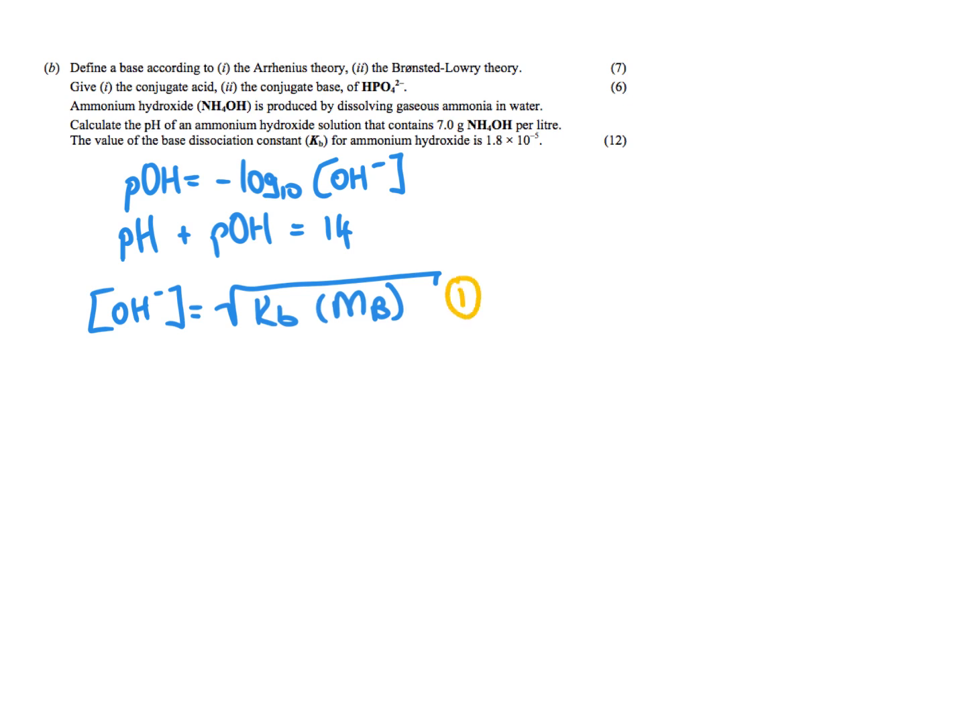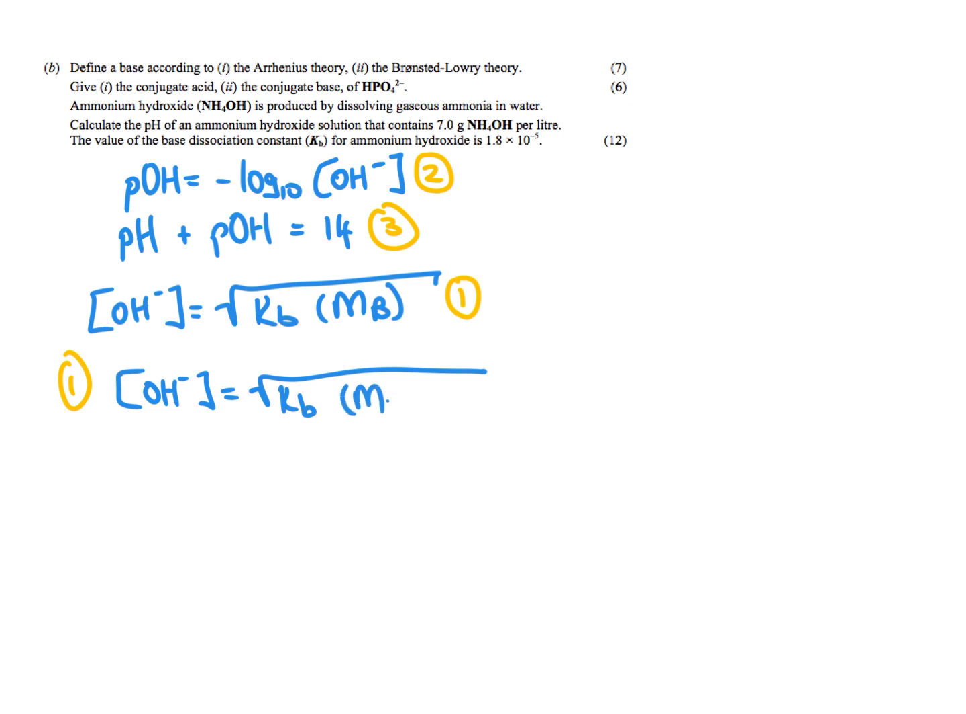We'll start with finding the OH minus ion concentration. We'll then try and find the pOH, and the final step then is to calculate the pH. So that's them numbered. So if we look at step 1 first, we're looking at our formula here: the concentration of OH minus is equal to the square root of Kb times the molarity of your base.